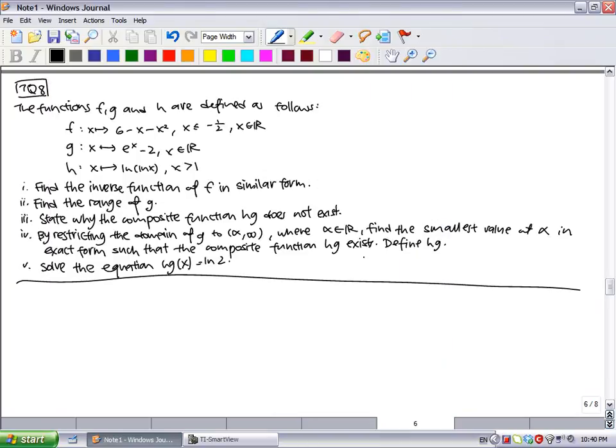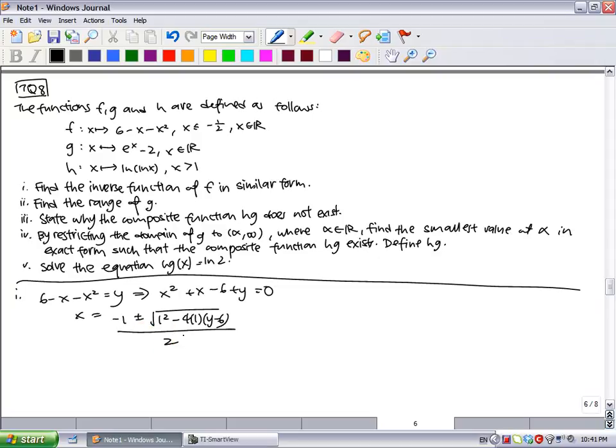We're going to go through question 8 very briefly. So for part 1, I've gone through something similar in the previous questions. Simply put, you need to isolate x. How do you isolate x? Use your quadratic formula. So your quadratic formula will give you this, and from here you simplify.